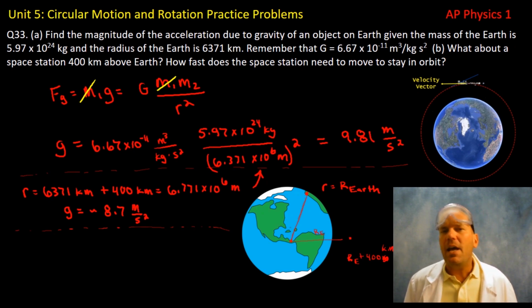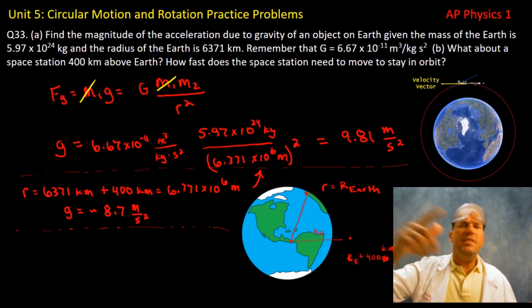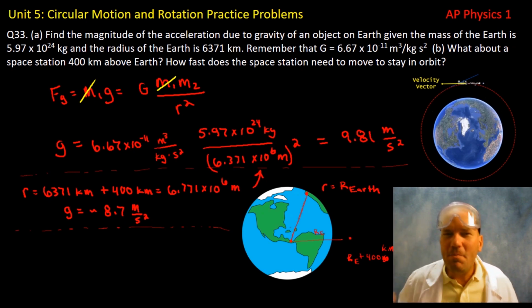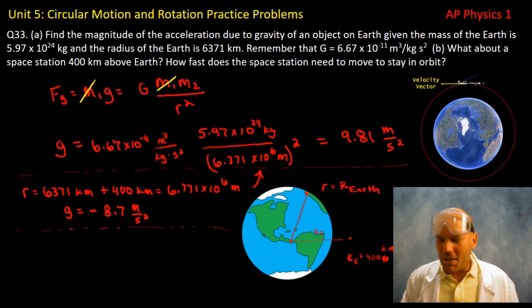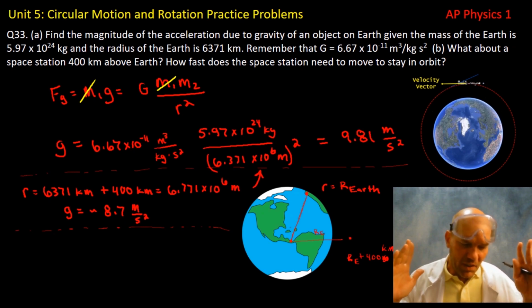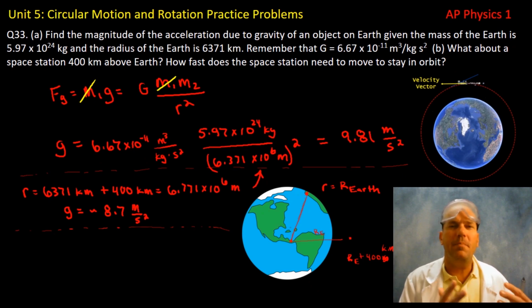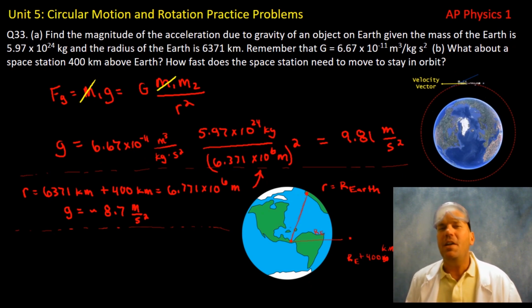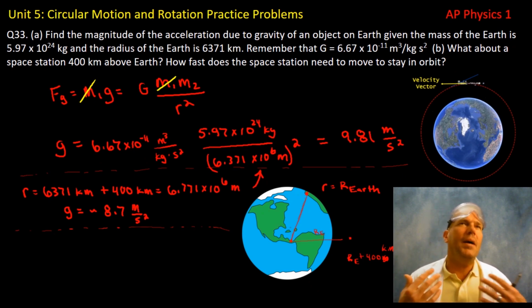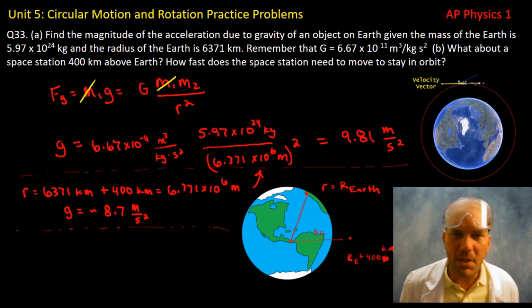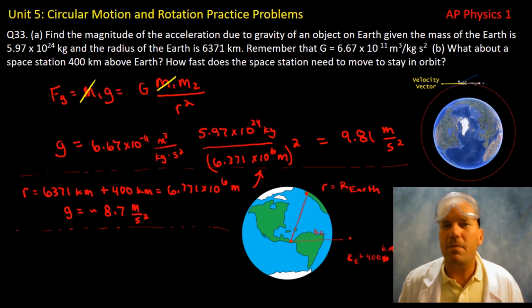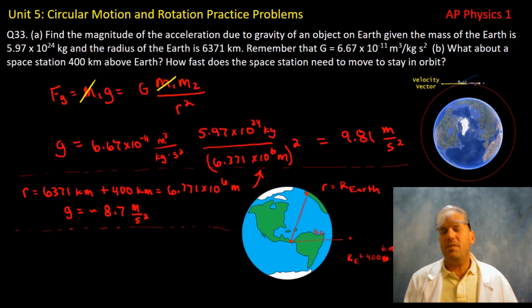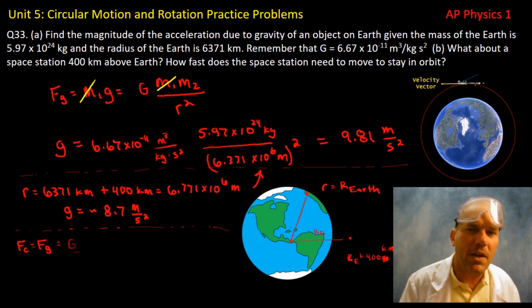And lastly, how fast does the space station need to move to stay in orbit? All right, so this means we have an object being manipulated into a circular path by a center-seeking force. The center-seeking force must be the force of gravity. And so we know we can set the force of gravity equal to the mass times the centripetal acceleration.